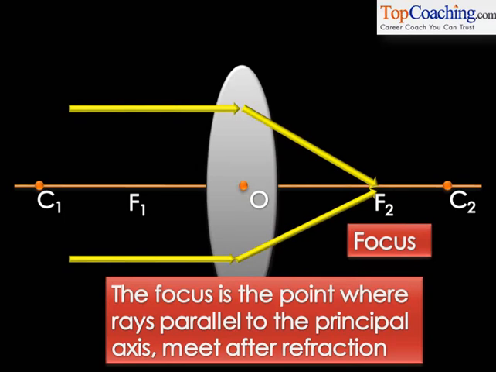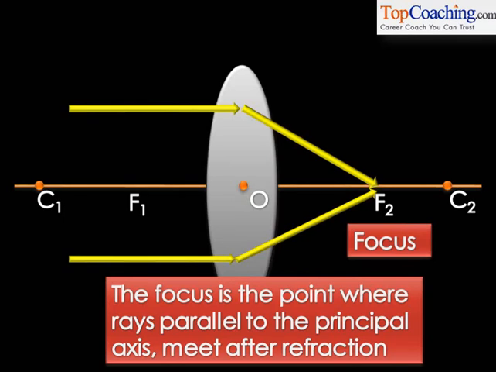Similarly, if you make rays from the right fall on the convex lens parallel to the principal axis, they will meet on the left at a point on the principal axis called F1. So there are two foci for every convex lens, F1 and F2. There are two centers of curvature, C1 and C2. Generally, it has been found that C1 is 2F1 and C2 is 2F2. This approximation is generally valid.